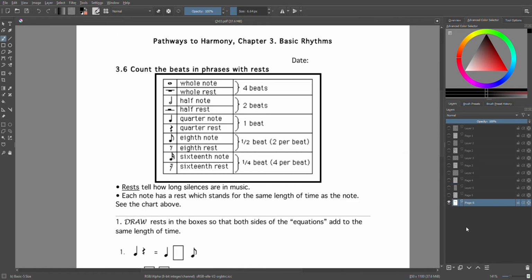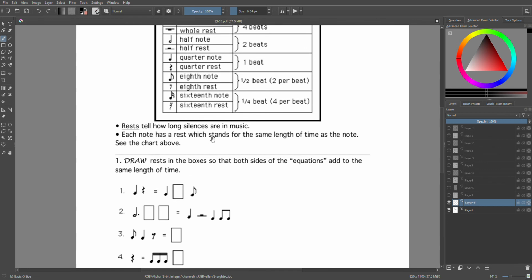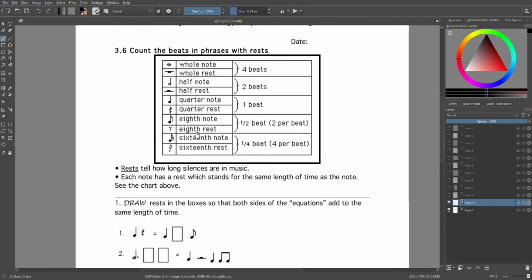And we're on the last page. We're going to count the beats in the phrase with rests. All right, now we got rests. Rests tell how long silences are in music. Each note has a rest which corresponds with it. So we have a whole note, 4 beats.